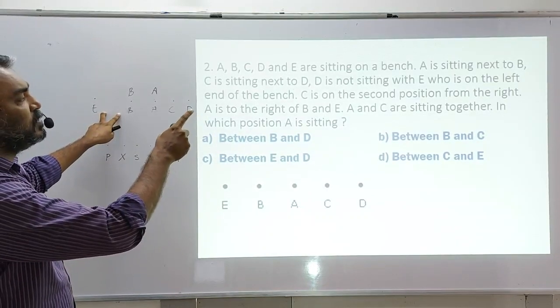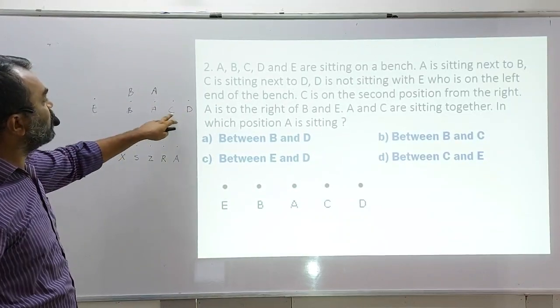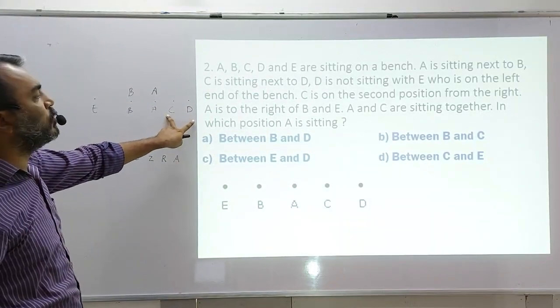But then it is given C is on the second position from the right. So C second position from the right is this one. So C and D have to come here.